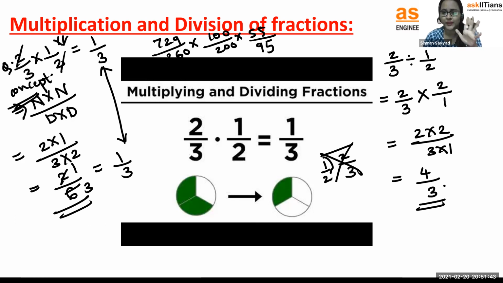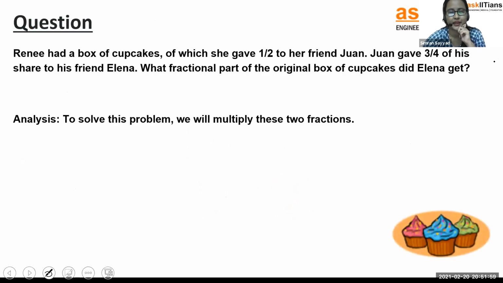Understood what to do with the division? Just remove the division sign, put a multiplication sign, and take the reciprocal of your second term. Reciprocal. क्या लेना है आपको? Reciprocal लेना है. Yes? Okay, perfect.